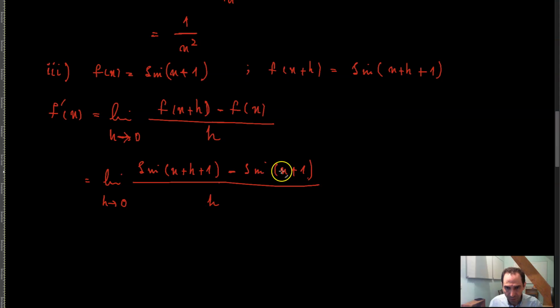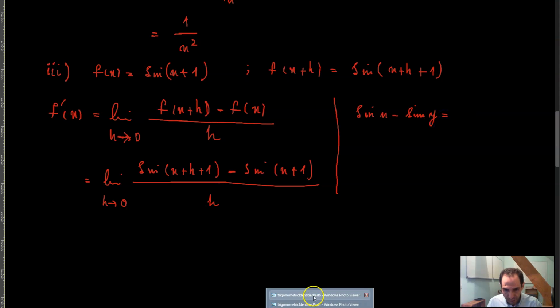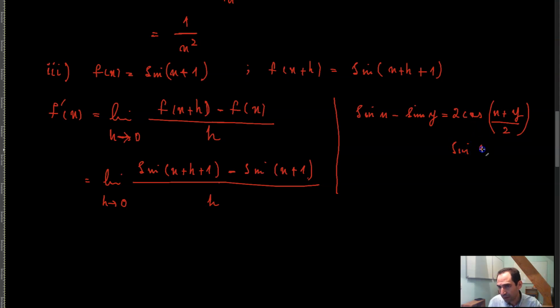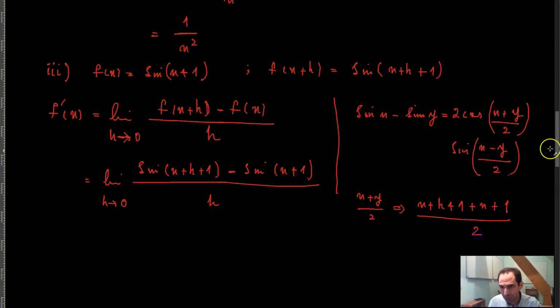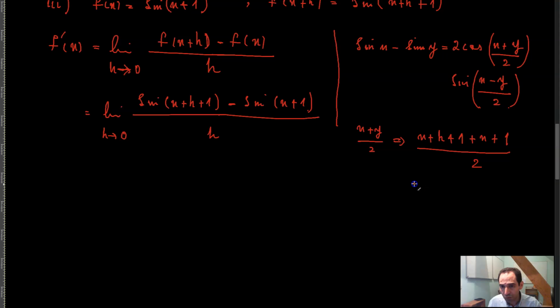Now, here I have sine x minus sine y, and you know that sine x minus sine y is equal to 2 times cos of x plus y divided by 2 times sine of x minus y divided by 2, which means that I could write x plus y divided by 2 as, in this case, x plus h plus 1 plus x plus 1 divided by 2, which is equal to 2x plus h plus 2 divided by 2.